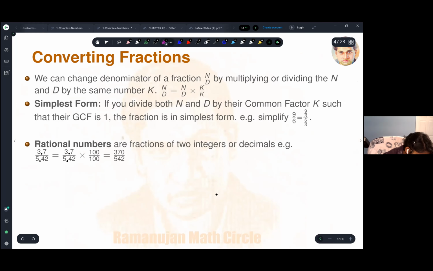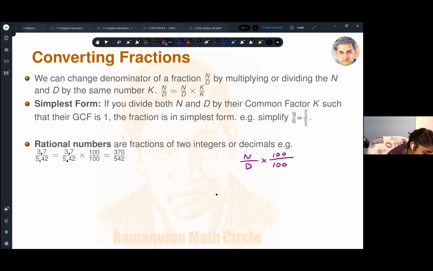Rational numbers are fractions of 2 integers or decimals. For example, if we have 3.7 over 5.42, that is an ugly way of keeping it. You want to avoid decimals and fractions as much as possible, so you're going to end up multiplying the numerator and denominator by 100. Remember, the key rule is to multiply the numerator and denominator by the same number, because if you don't, then the fraction basically changes its value.